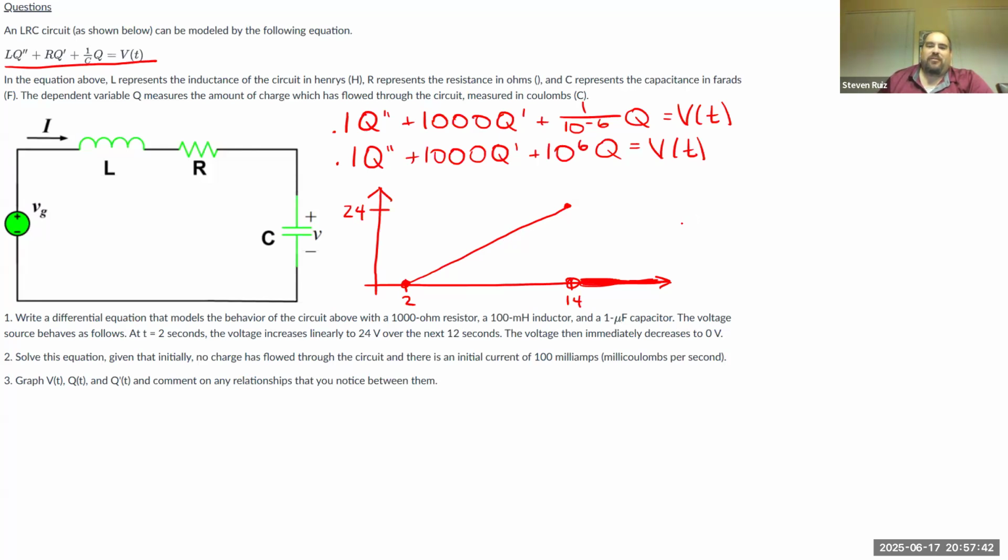Before we do that, we should probably define it in the time domain. I think the most direct way is through a piecewise function. So what is the slope? This is a linear function. So what's the slope of this line? Well, it increases by 24 volts in a span of 12 seconds. So I think the slope is going to be 2 volts per second.